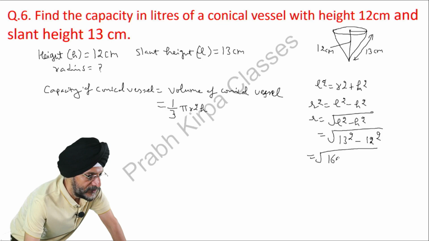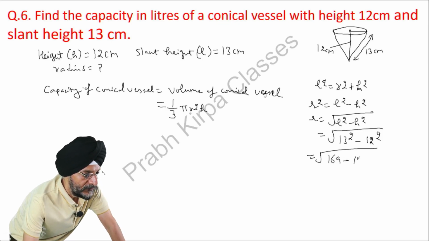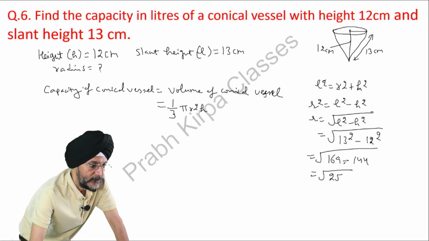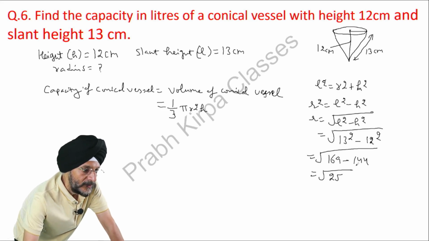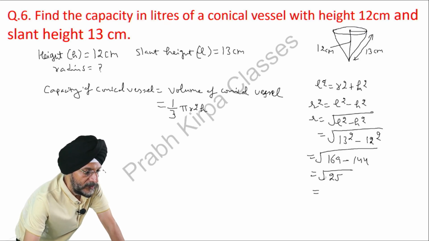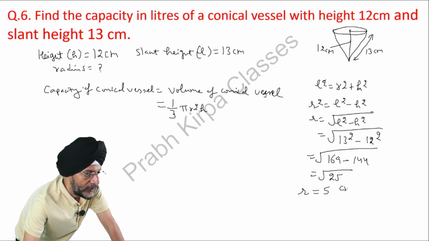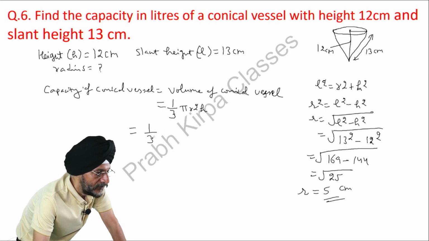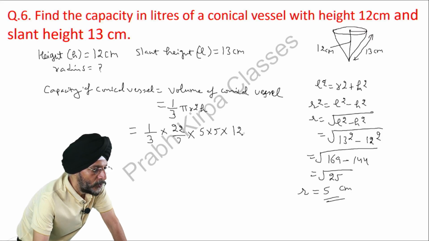13 square means 169. 12 square means 144. After doing the reduction, 169 minus 144, it will come as 25. Under root 25 means r is equal to 5 centimeter. This is the radius. So here we will put in the value of r and the other items. It is pi, r is 5, height is 12.